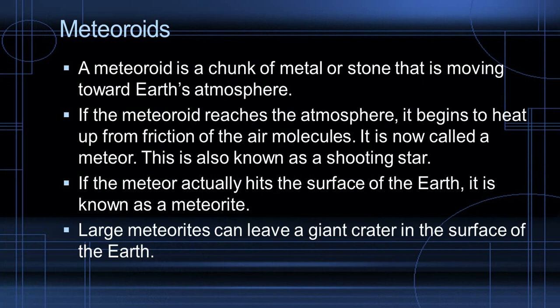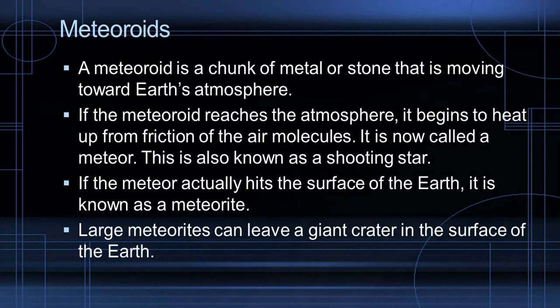Okay, so we will find out that oftentimes when we look at meteor showers, we'll find out where they're coming from pretty soon. If a meteor actually hits the surface of the Earth, if it's big enough to not be completely burned up in the process of entry, then it will hit the Earth, make a crater in the Earth, and be known as a meteorite at that point. Large meteorites can leave a giant crater on the surface of the Earth.